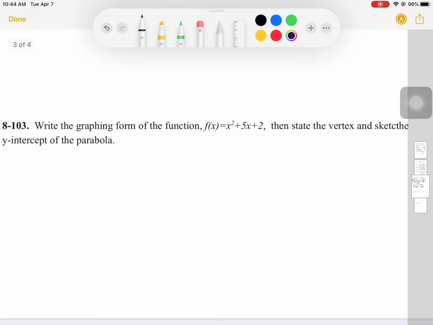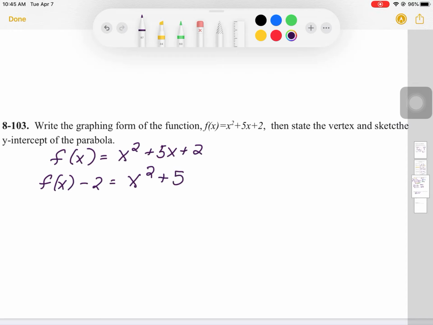The first what if being, what if the b term is not even? Can we still do this? Can we still complete the square? And can we still get this into graphing form? And the answer to that is yes. I'm going to walk through the exact same process that we just did. Nothing changes. So I'm going to subtract 2 from both sides.